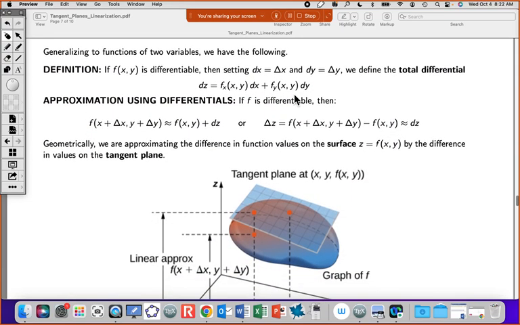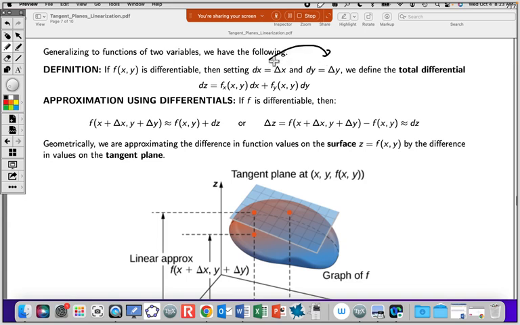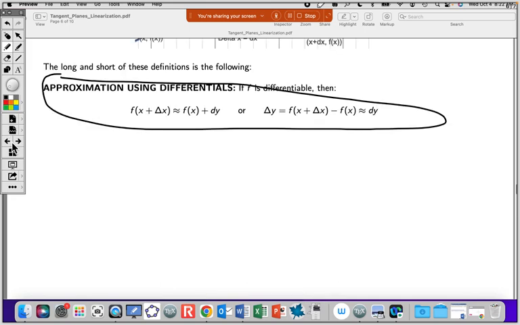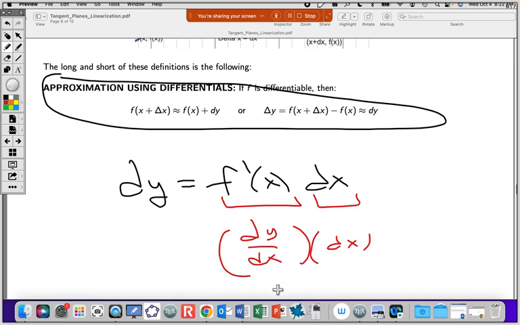Functions of two variables. Now we have two independent variables, x and y. So we're going to let dx be delta x and dy be delta y. Once again, those are the increments of the independent variables. And we're going to define dz as follows. If I look at how dy was defined, dy was defined to be f prime of x dx. This is the rate of change of y with respect to x times the change in x. So symbolically, it looks as if we're just canceling out the dx's.